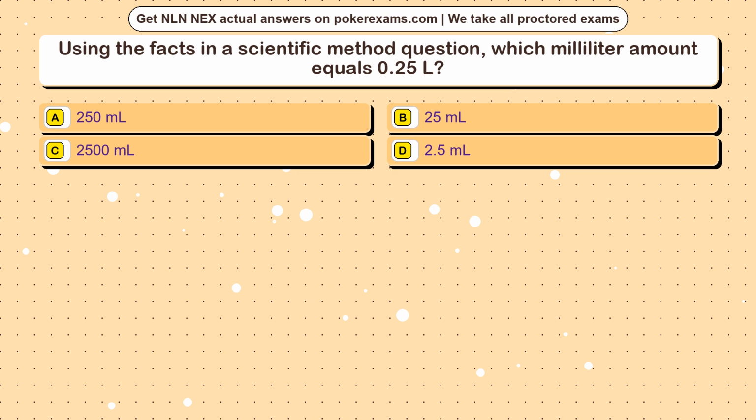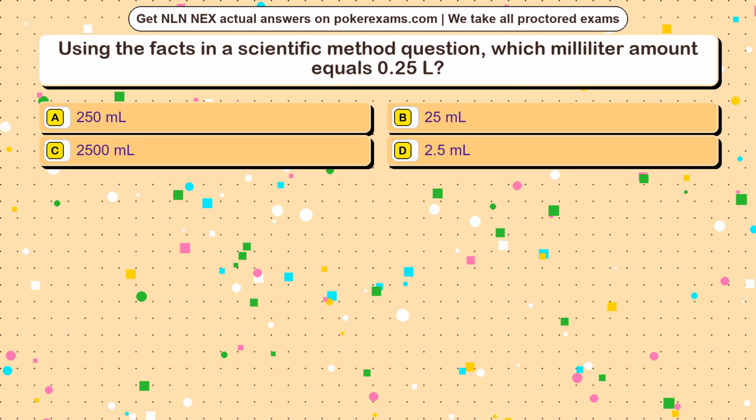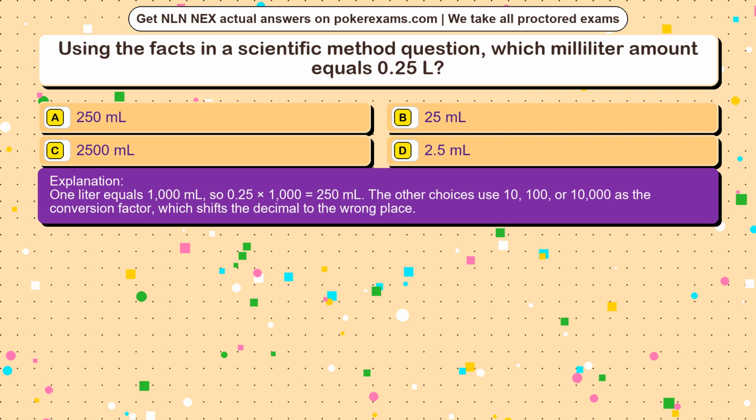Option A, 250 ml. Option B, 25 ml. Option C, 2,500 ml. Option D, 2.5 ml. The correct answer is option A. 1 liter equals 1000 ml, so 0.25 times 1000 equals 250 ml. The other choices use 10, 100, or 10,000 as the conversion factor, which shifts the decimal to the wrong place.